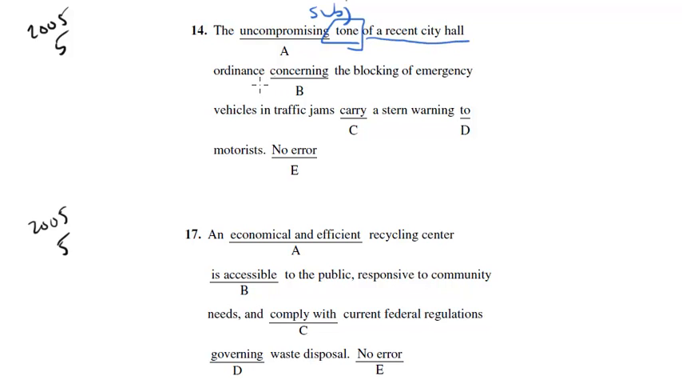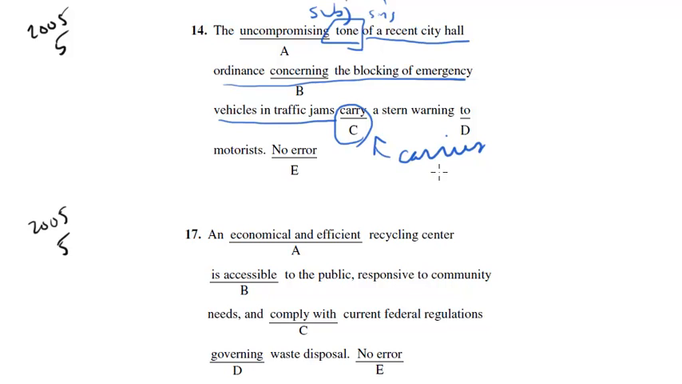All this stuff here, of a recent City Hall ordinance concerning the blockage of emergency vehicles and traffic jams, is all just pretty much adjectival, describing the tone, telling us what the tone is of. So this is not the subject. The simple subject is just tone. Tone is singular. Carry here is plural, so it should be carries, right? It carries, he carries, she carries, the tone carries. For that reason, this is a subject-verb agreement error, and the answer is C.